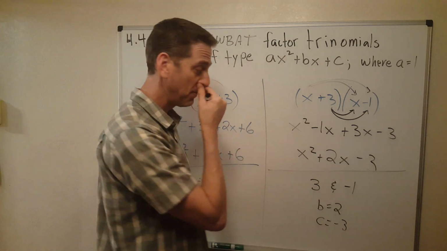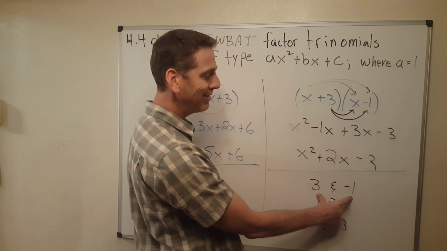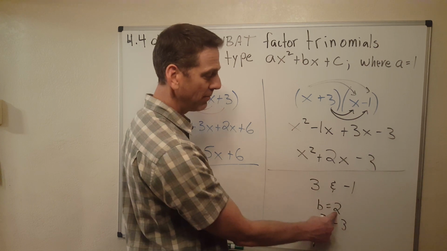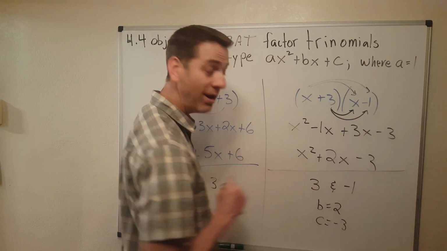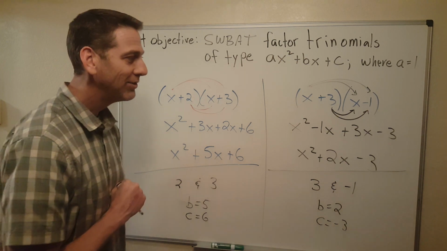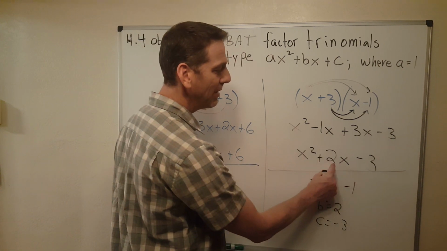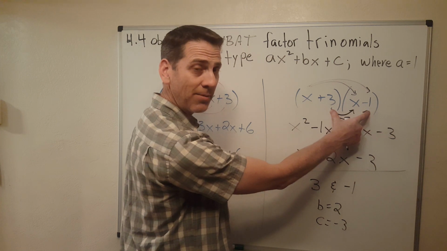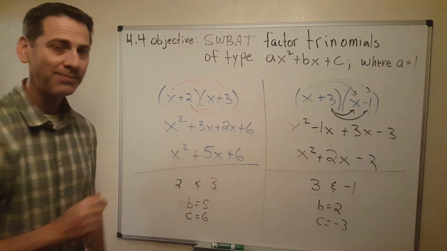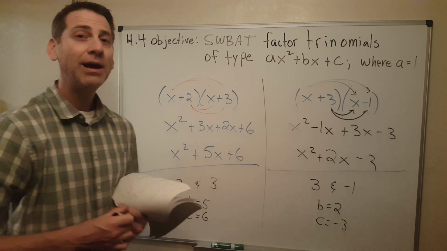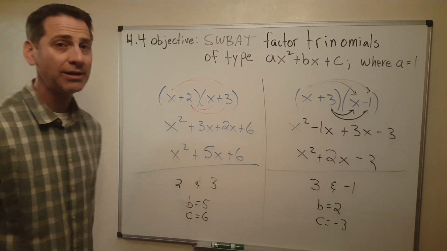Let's see if it worked over here. Okay, I had 3 and negative 1. What's the sum? Well, 3 plus a negative 1 is, bingo, 2. And what's 3 times negative 1? Negative 3. Bingo, it works. All right? So that's a very important, very useful concept to understand. That B is always going to be the sum or the difference of these two numbers, and C is always going to be the product of those two numbers. That'll be very helpful for us because our objective is to factor trinomials, and that concept is going to help us greatly.